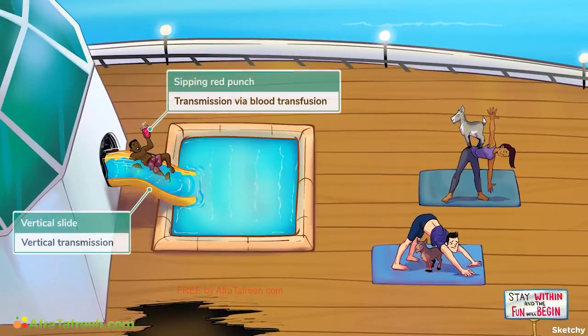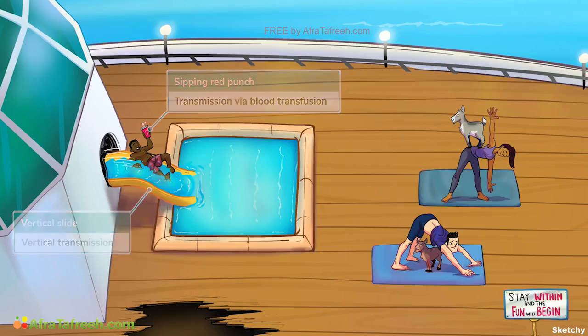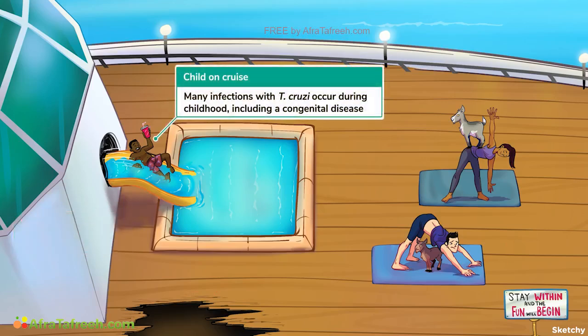Besides vector transmission, transmission via blood transfusion or vertical transmission, i.e. in utero transmission, are possible. And we're using a child here to remind you that many infections with T. cruzi occur during childhood, including a congenital disease, which we'll talk about in a moment.